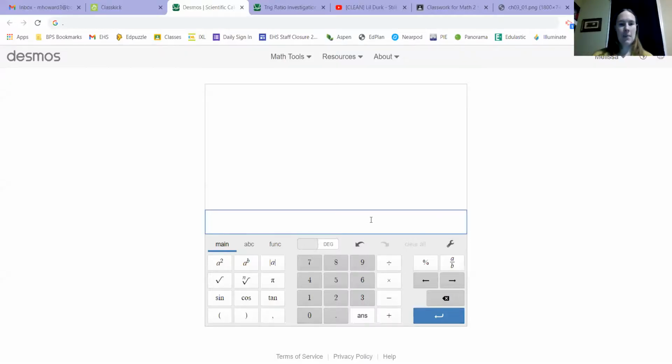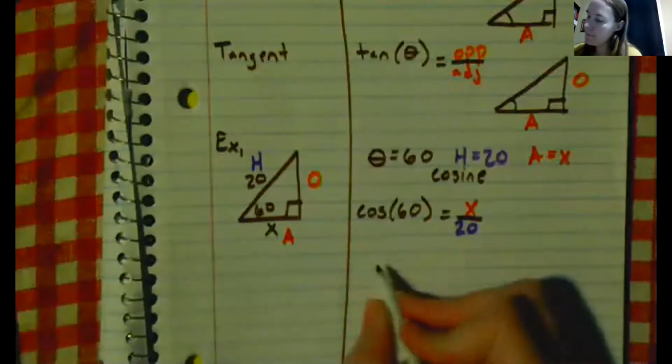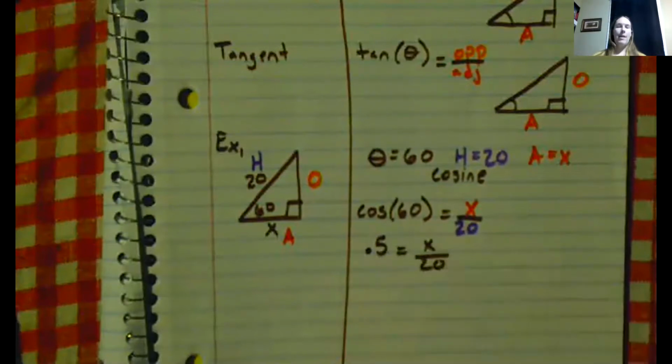The way we can do this is by using our Desmos calculator. And you want to use your Desmos calculator because, again, your phones can be a little weird about this. So when you're looking at your Desmos calculator, there's my sine, cosine, and tangent, all right there. So I'm looking for cosine of 60. And it gives that to me right there. It's 0.5. So I'm going to go back to my notes and instead of cosine of 60, I'm going to write 0.5. So I know 0.5 equals x over 20.